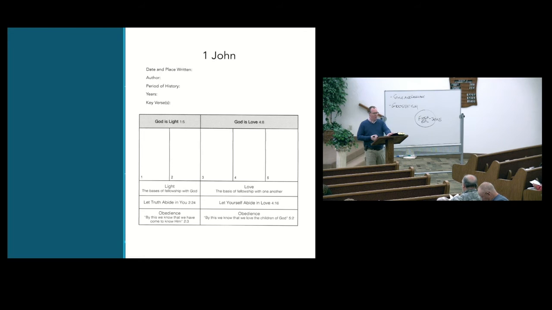Chapter 3 of 1 John and at verse 1, he says, "See what kind of love the Father has given us that we should be called children of God." We have that relationship with him. We are to be righteous. We're to love the brethren.